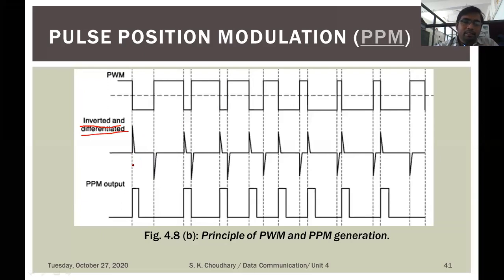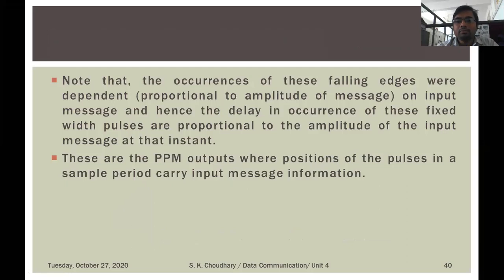You can see that in response to the positive spikes, you have positive fixed width pulses, but the position of the pulses is important. This is pulse position modulation. If you see the occurrence of the falling edge, it depends on the input message, and hence the delay in the occurrence of these fixed width pulses is proportional to the amplitude of the input message.